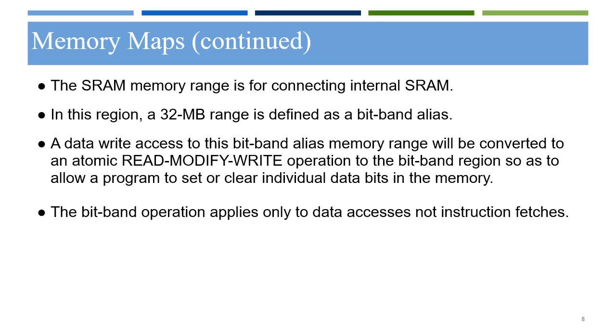The bitband operation applies only to data access, not to instruction fetches. By putting Boolean information, that is single bits, in the bitband region, we can pack multiple Boolean data in a single word while still allowing them to be accessible individually via the bitband alias, thus saving memory space without the need for handling read, modify, write in software.